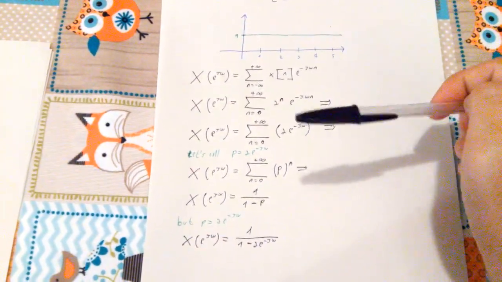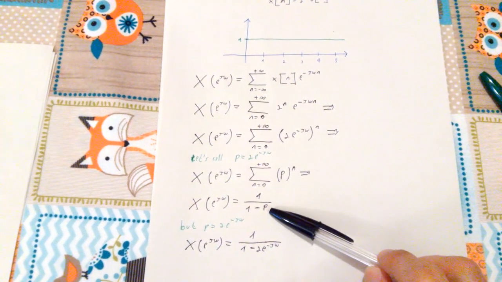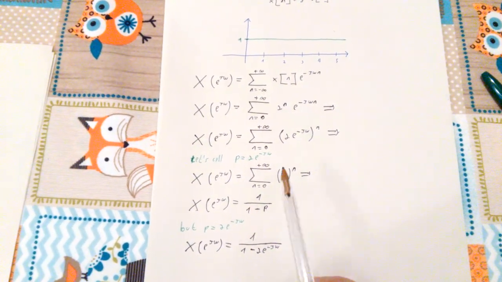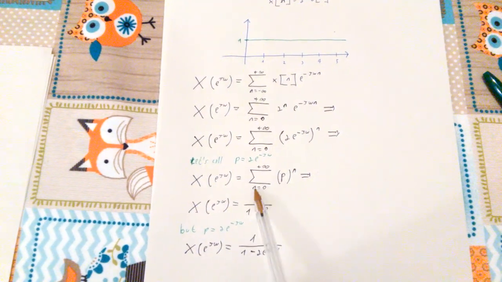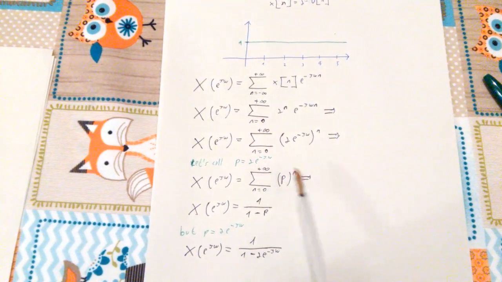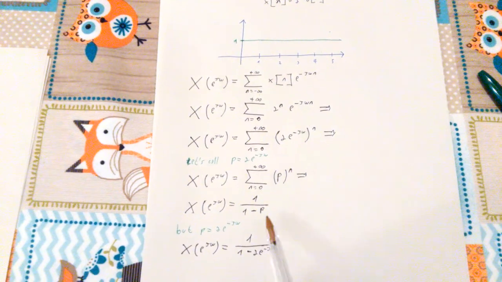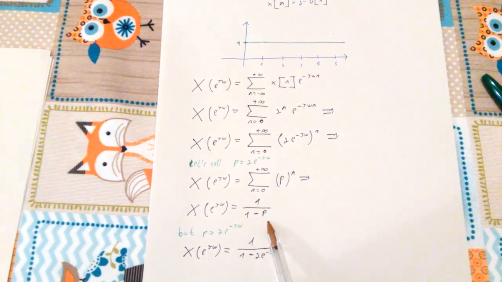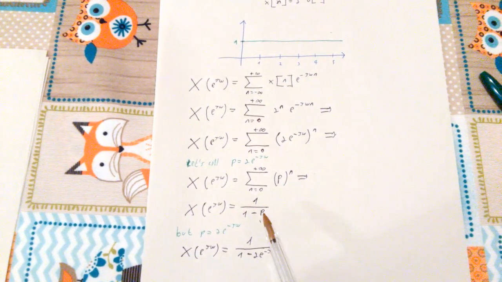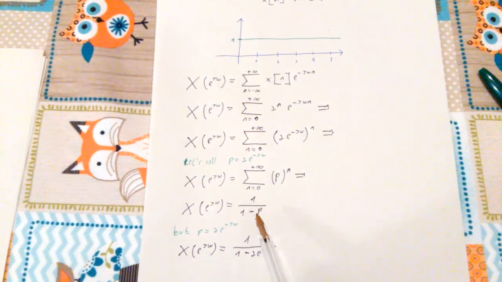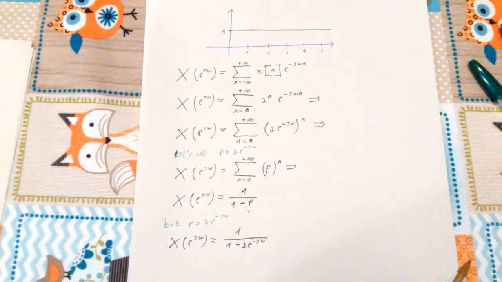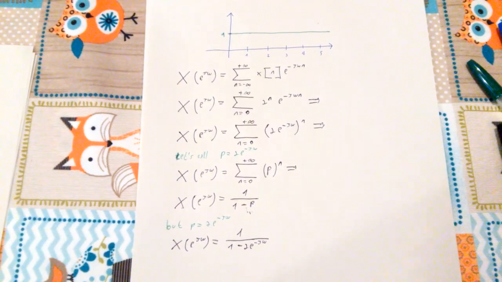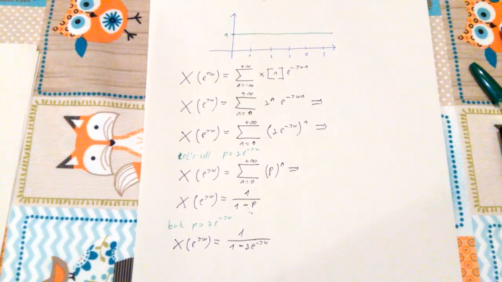Now, remember this property, that the sum from n going from 0 to positive infinity of p to the n is 1 over 1 minus p, because we're going to use this a lot, honestly a lot of times. And we're going to start from the next example. So for the next video we're going to do that.